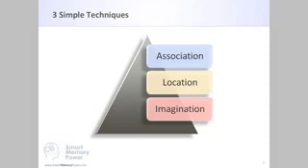Now, the 3 simple techniques that we're going to be looking at involve association, location, and imagination, alright? And these are really key parts of memorizing anything. What's important to note is that, as I say, your brain works on a number of different levels, and in order to remember something, you need to use those different levels to remember that thing.